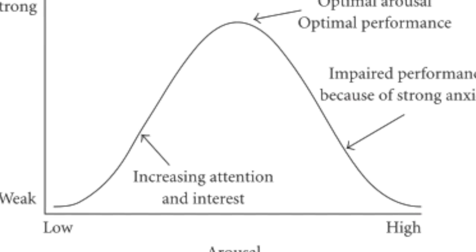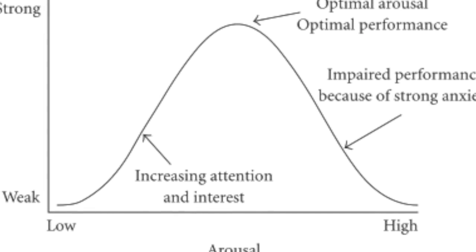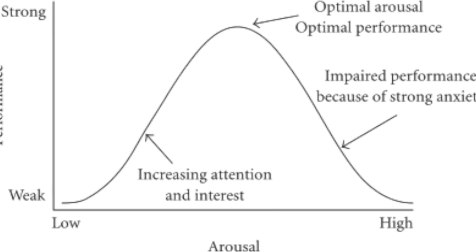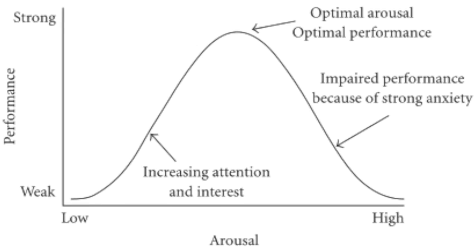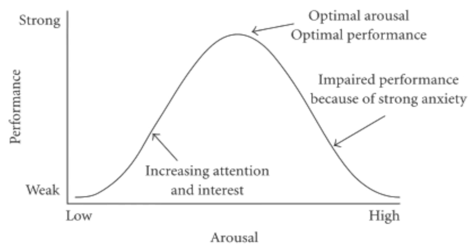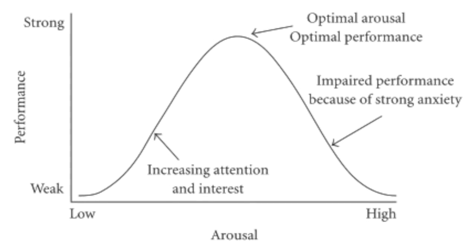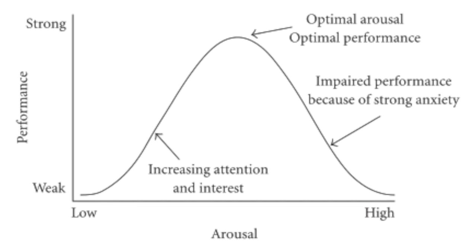You can see on the graph, as arousal increases, performance increases as well, and there is an increased amount of attention and interest. At the peak of the graph, there is the optimal amount of arousal and performance. As arousal continues to increase, you can see that performance becomes impaired and weakens.